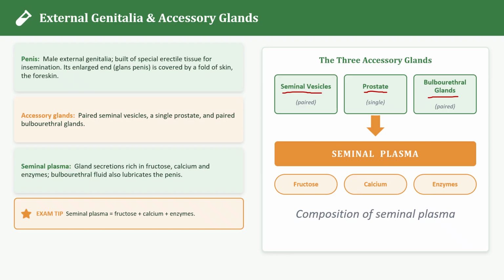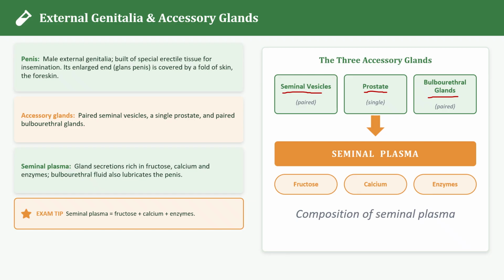The seminal vesicles produce fructose-rich fluid that provides energy to sperm. Next is the prostate gland. It adds enzymes and alkaline fluid that improves sperm movement and survival. And the bulbourethral glands secrete lubricating mucus that neutralizes acidity in the urethra.